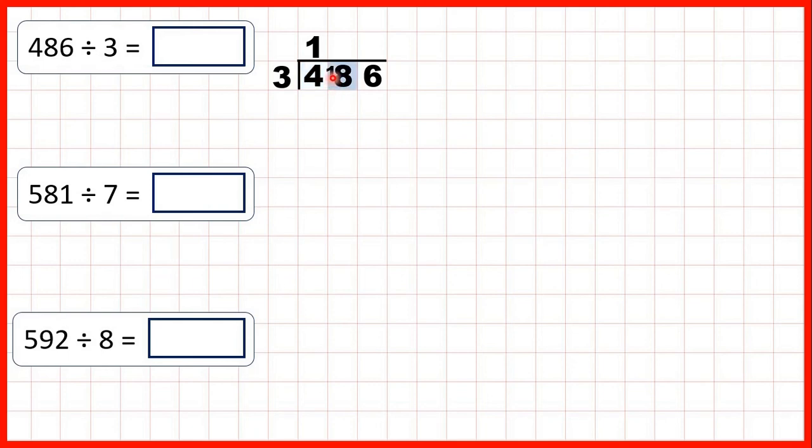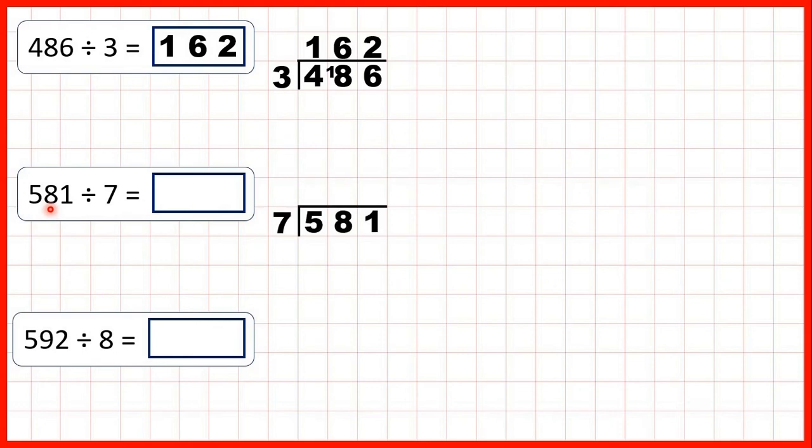So now we have 18 divided by 3. Well, 18 is in the 3 times table, and because 18 is 6 times 3, we can write 6 in our answer line. And we don't have a remainder because we were dividing a number that's in the divisor's times table. So now we just have 6 divided by 3. That's 2 because 2 times 3 is 6, so our answer is 162.